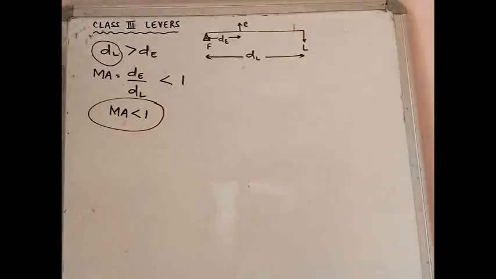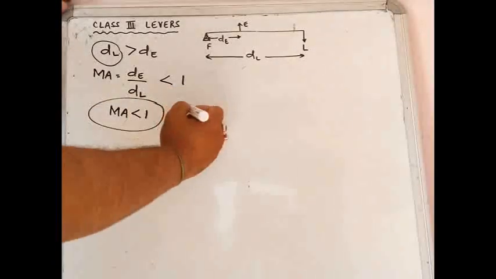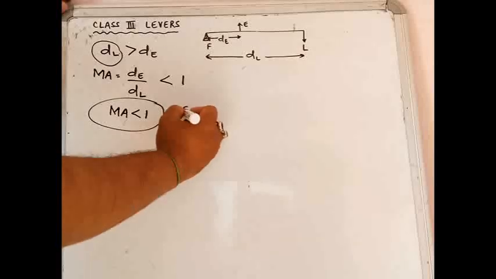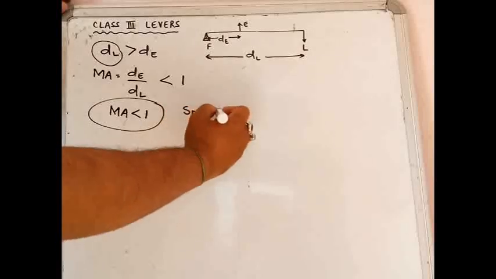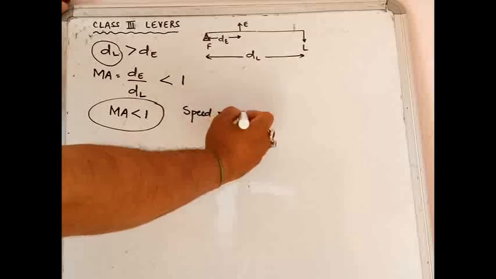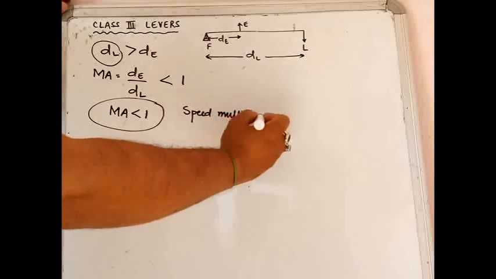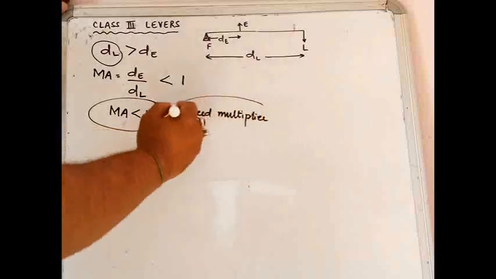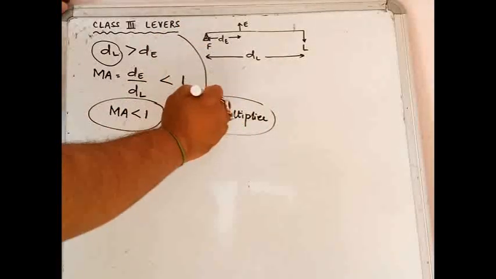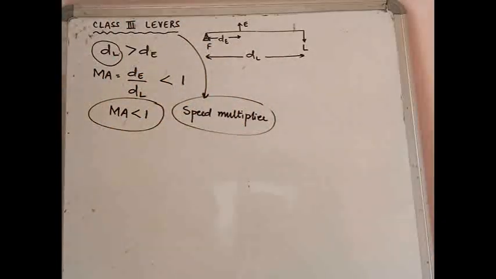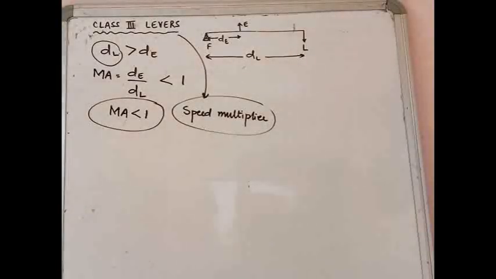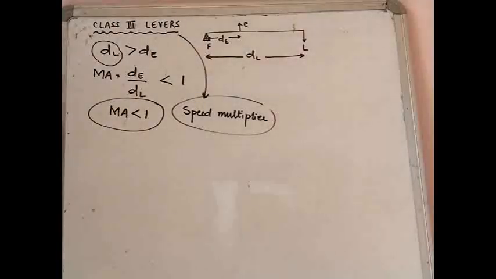levers. Now what does this mean? MA less than 1 means they are speed multipliers. They will not make your work easy, but they may make your work faster. Speed multipliers. So class 3 levers are acting as speed multipliers. Now practically also, this was according to the numericals, according to the formula, how we deduced that class 3 levers will always be speed multipliers.